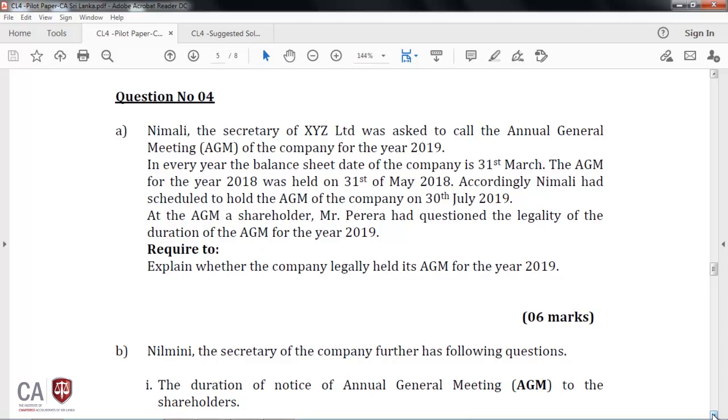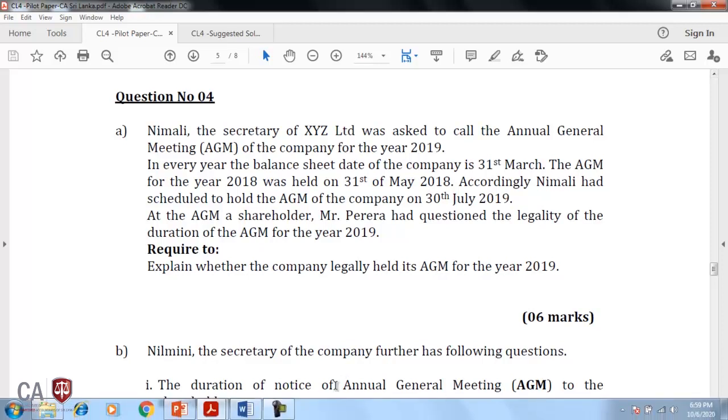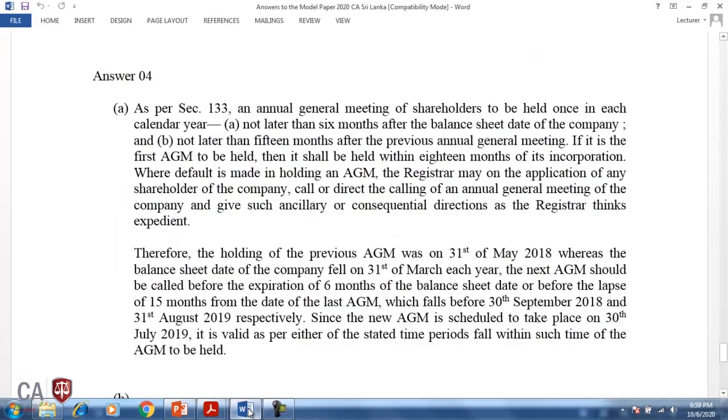So, what you are required to do is to explain whether the company legally held its AGM for the year 2019. Now, in the answering, this is quite logical, unlike the other answers that I discussed, because it deals with a certain date and time period which the Companies Act has duly provided the proviso in determining the date or the time period within which an AGM of a company should be held.